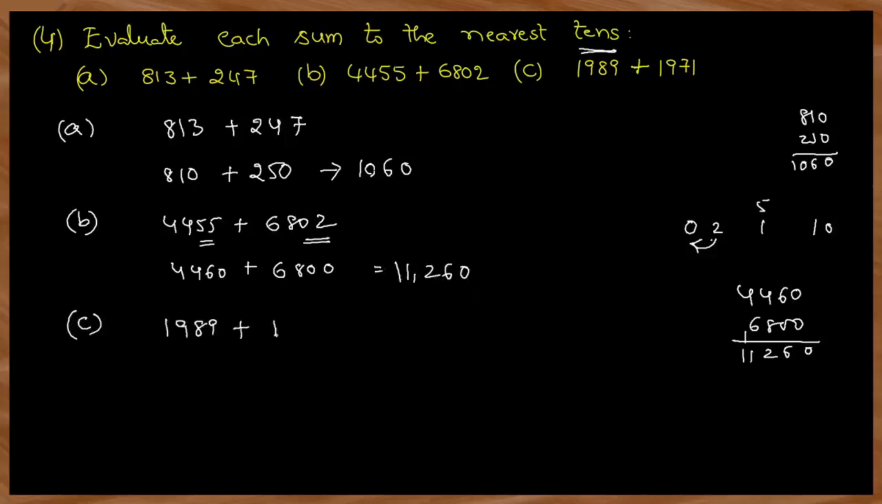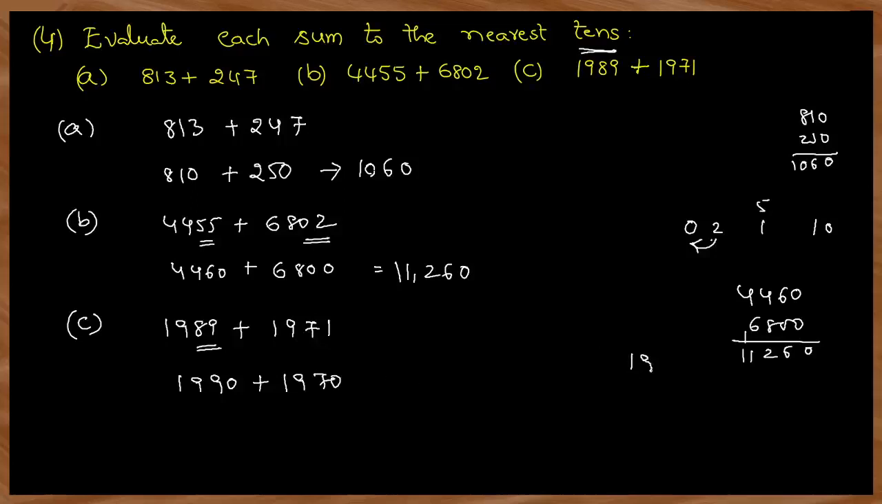1989 plus 1971. So what is the tens place here? 89 here, the nearest 10 is 90. Directly you can write it. Here it is 71. The nearest 10 is 70, which is nearest to 71, is 70 only. Left side it comes. So 1970.